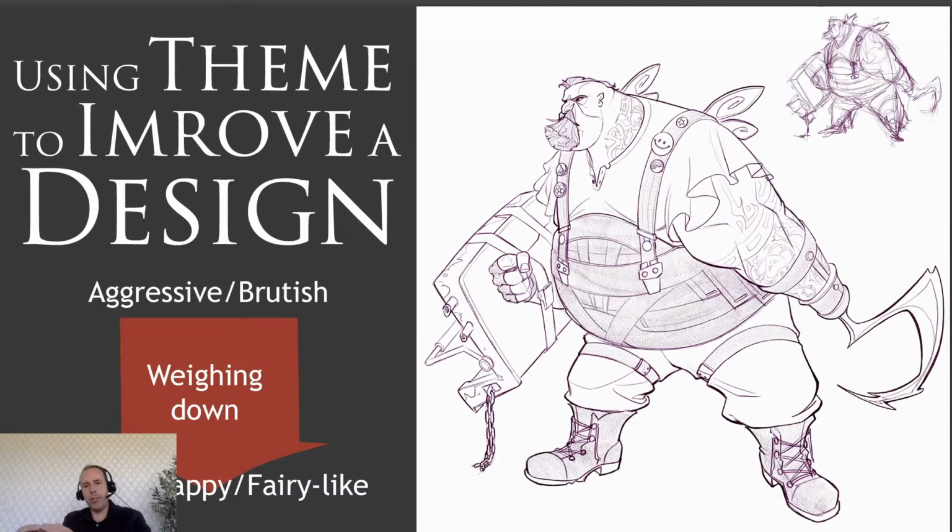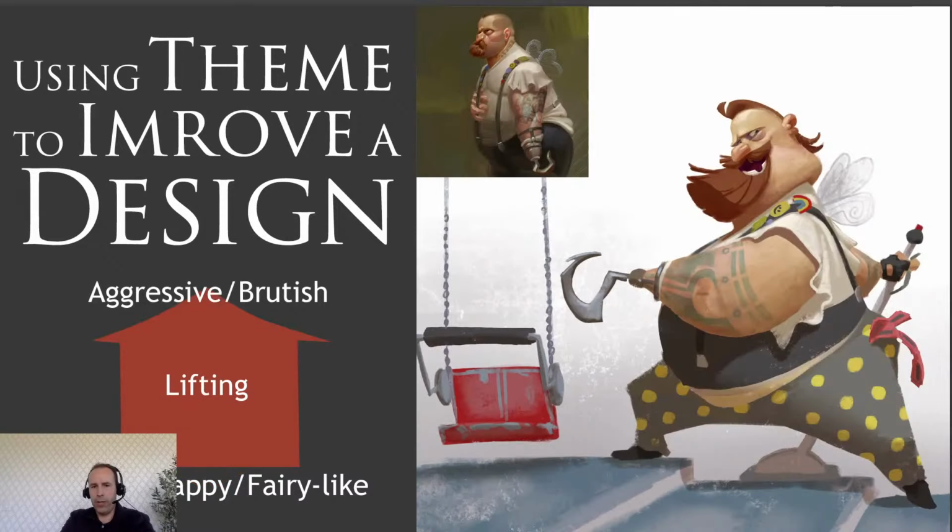When you actually change the style, you change the story, and the theme has to shift to accommodate that story shift. And so in this case, I made it so that there is an attempt at lifting up, but ultimately the cheery, happy, fairy-like stuff is being weighed down by the aggressive and brutish stuff. It feels even more like a facade than what we had going on here.